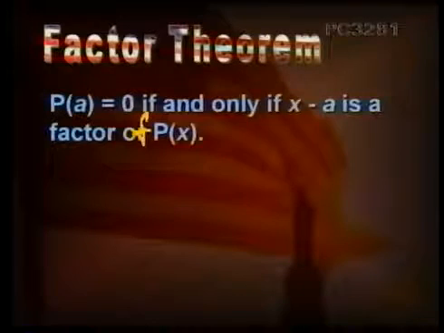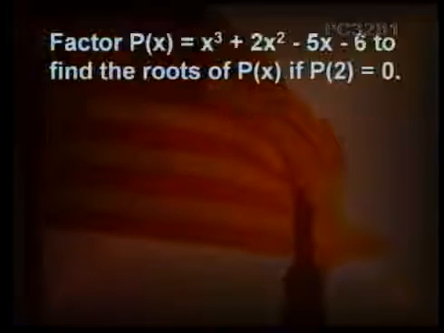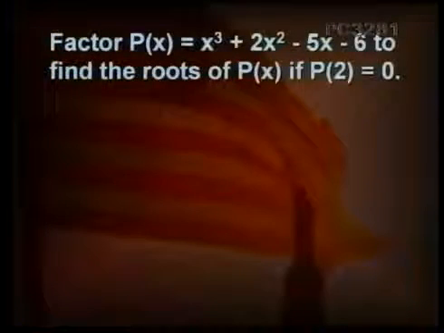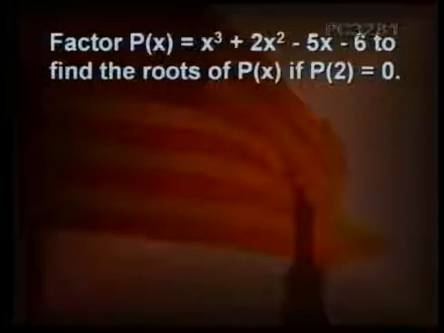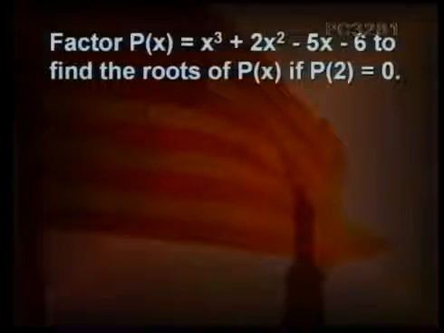Let's look at doing a problem now. Factor the polynomial p of x is equal to x cubed plus 2x squared minus 5x minus 6 to find the roots of p of x. Now, we haven't gotten to the theorem that tells us what our possible roots are. So you're given a root. You're told here that 2 is a root, and you can verify it.